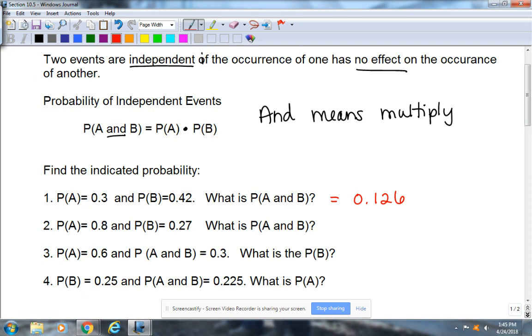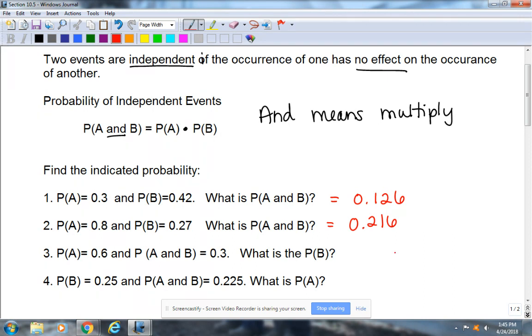Okay. So y'all do the next one. How do you find the probability of A and B? You multiply them. 0.8 times 0.27. And what'd y'all get? 0.216. Any questions about that?